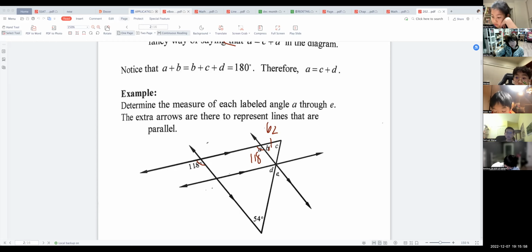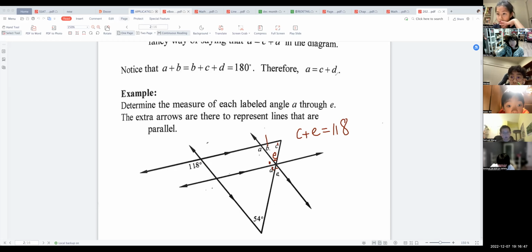Okay, so let's take a look at this one. So C and B has what in relationship? We don't know that, right? But we know C plus E should equal A. Why? Because 这个角和这个角是不是一样的? So if this one's E, this is also E. And we know the exterior angle equals the sum of the remote angles. So we know C plus E equals what? 118. Correct? Okay, and we also know D equals what? D also equals C. Correct, everybody?